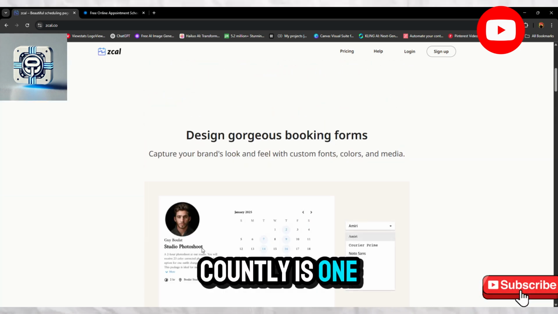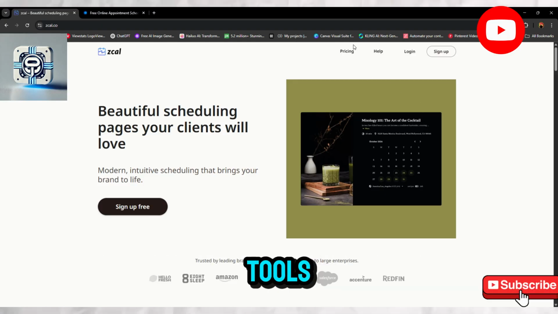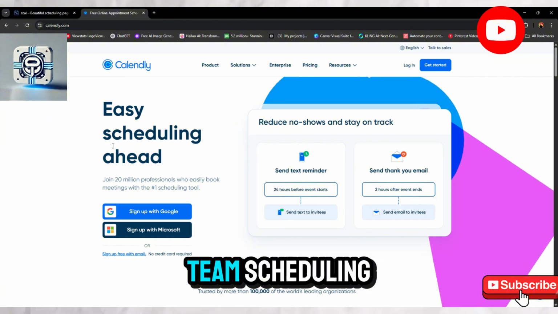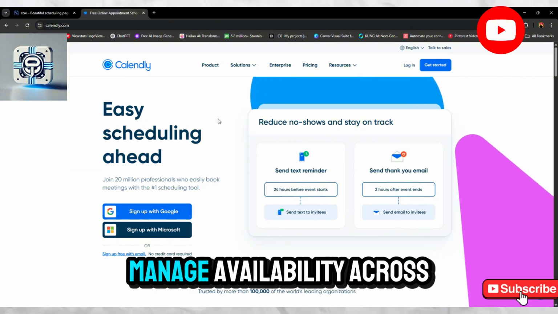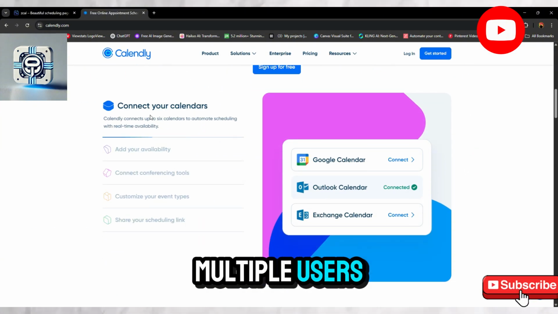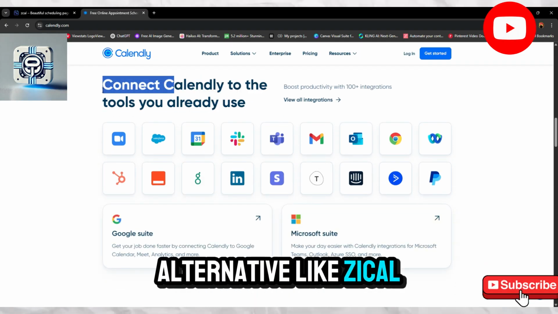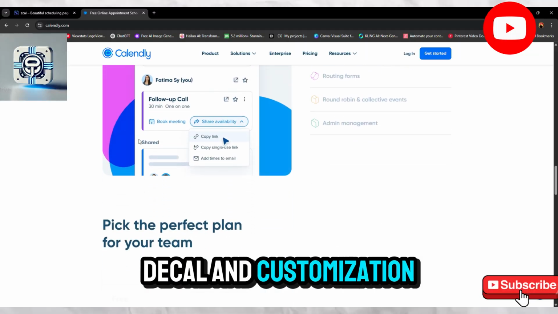Calendly is one of the most popular appointment scheduling tools designed for individuals, businesses, and enterprises. It also supports team scheduling, allowing businesses to manage availability across multiple users efficiently. However, its pricing can be higher than alternatives like Zcal or Tidycal, and customization options are limited.